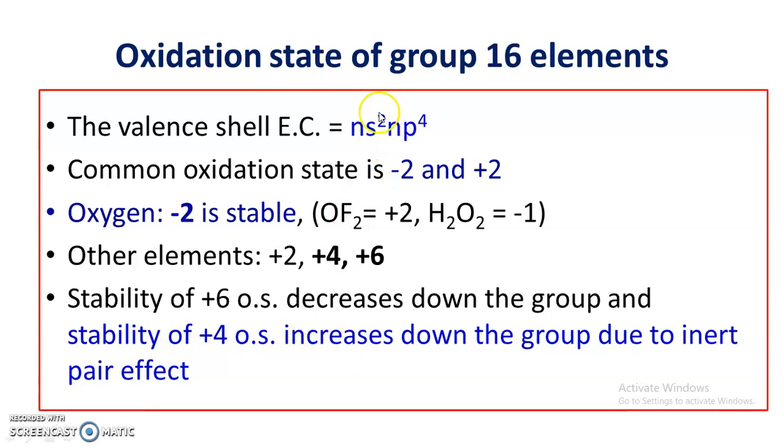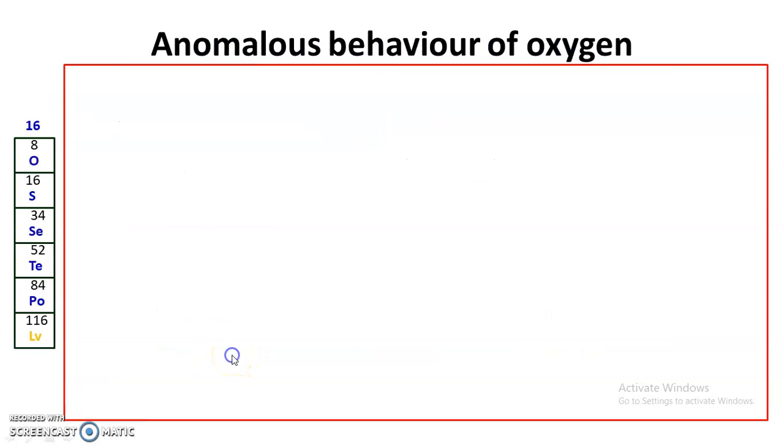It means the tendency to lose the ns electrons decreases from sulfur to polonium, and therefore this is called the inert pair effect. Because of the inert pair effect, that is the reluctance of ns electrons to lose, the stability of +4 oxidation state increases down the group.